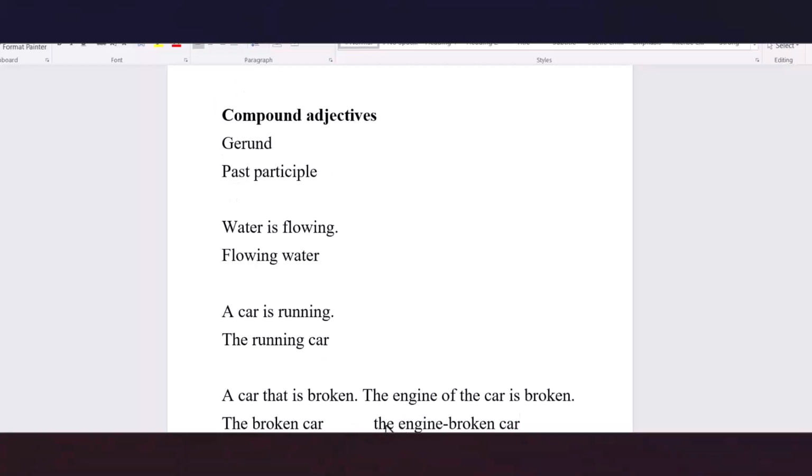This is a compound adjective that I want to show you how they're made and how you can make your words concise when you use a compound adjective. You know, here instead of saying a car that is broken and the engine of the car is broken, you can say the engine-broken car. Simply.